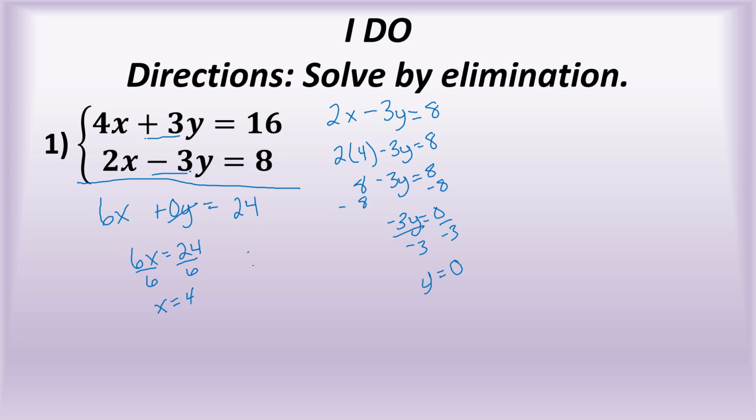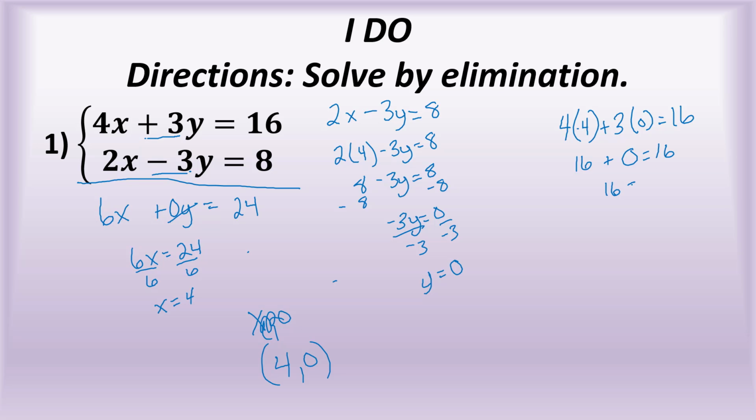Now, we want to check our solution for sure. We have an x of 4, we have a y of 0. We want to check our solution in our other equation that we did not use to solve for one of our variables. So 4 times 4 plus 3 times 0 equals 16. Well, 4 times 4 is 16, plus 3 times 0 is 0 equals 16. So we end up with 16 equaling 16, and that is a true statement, which means our solution that we came up with is accurate.